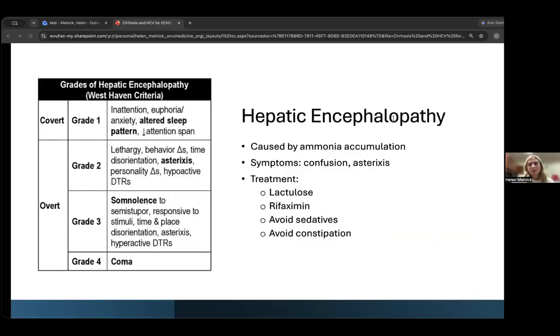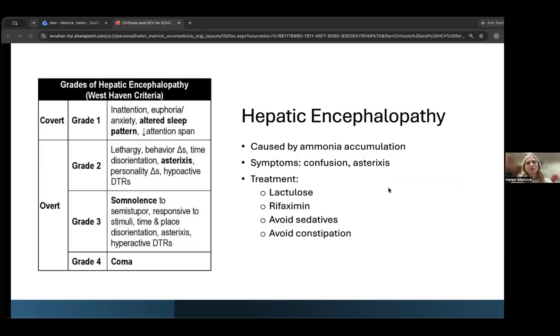Hepatic encephalopathy. So hepatic encephalopathy occurs when ammonia and other neurotoxins accumulate because the liver can't detoxify them. Symptoms range from subtle cognitive changes to coma. We grade HE using the West Haven criteria, and this is on the screen here. So we talk about that as like covert or overt hepatic encephalopathy. So grades 0 through 1 are covert, and there are no obvious clinical signs but they show up on psychometric testing.